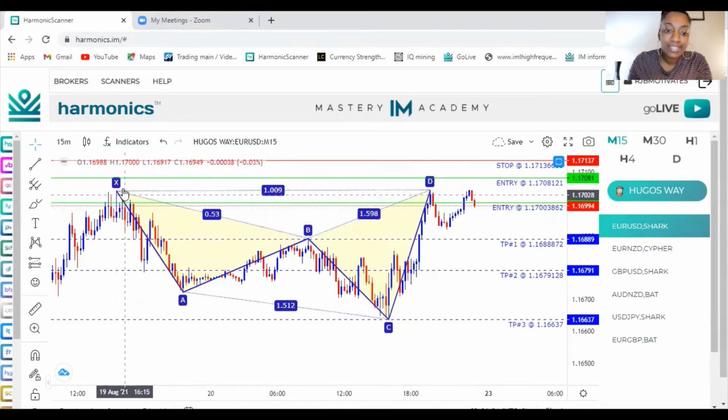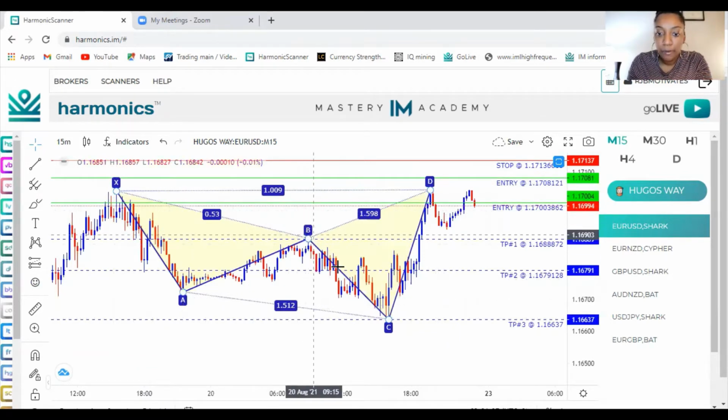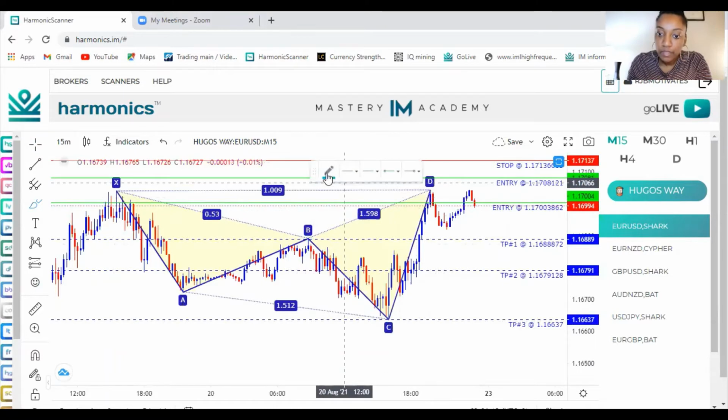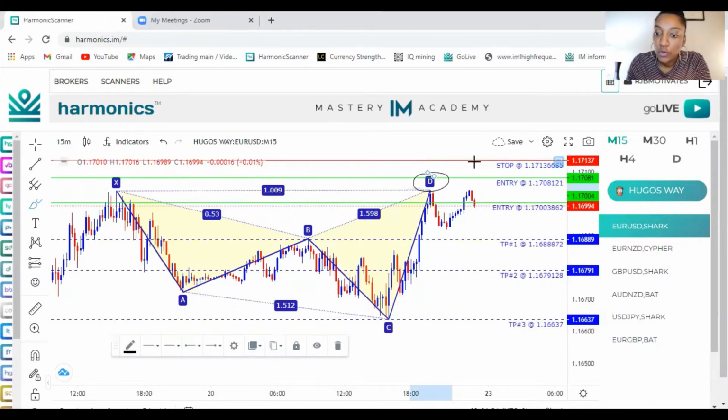This one is the shark pattern. What it does is create the pattern from X to A, from A to B, from B to C, and from C to D. D is where your entry point would be. Let me circle this. D right here is your entry point. This is where you would get into the market.